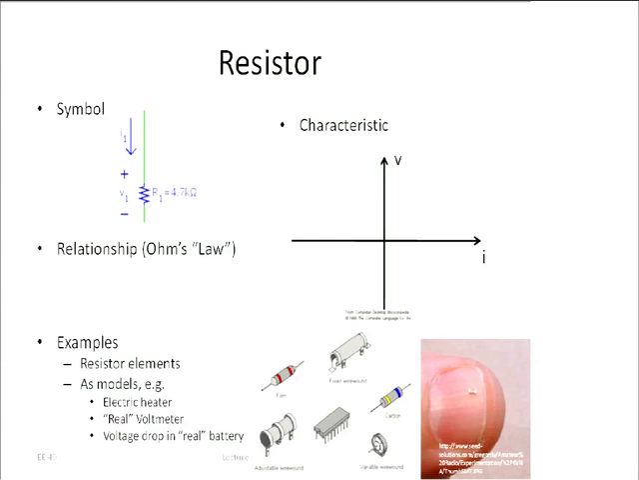So a resistor has this zigzaggy line as a symbol. We can again define currents and voltages across the resistor, and of course we can give it a value. The value of resistance is measured in ohms, and this one has, for example, 4.7 kilo ohms. Why actually 4.7 kilo ohms? We'll see that very soon in the laboratory.